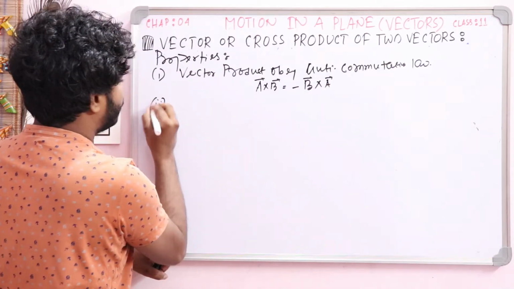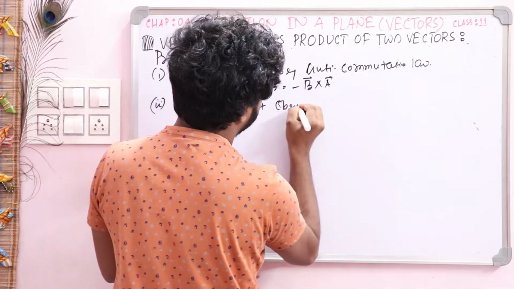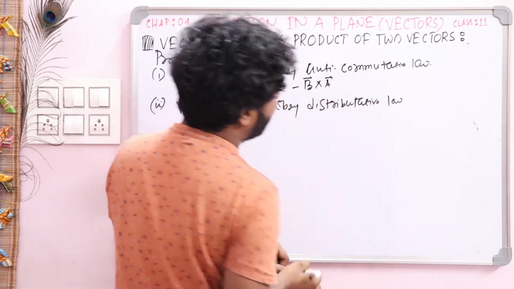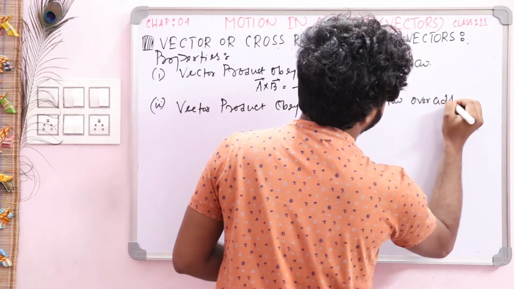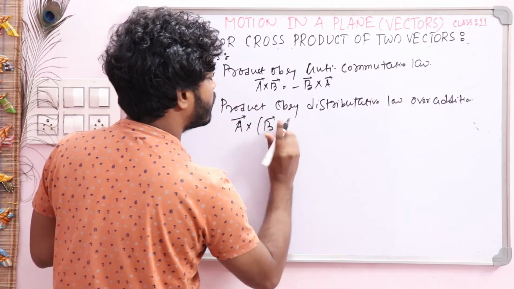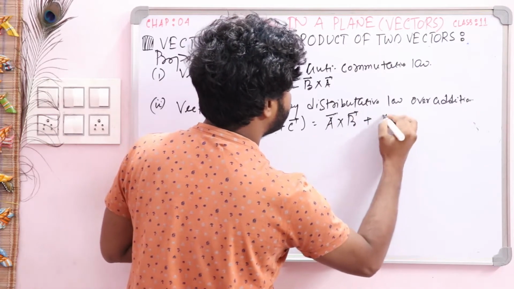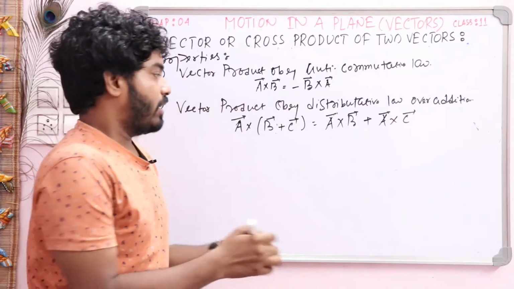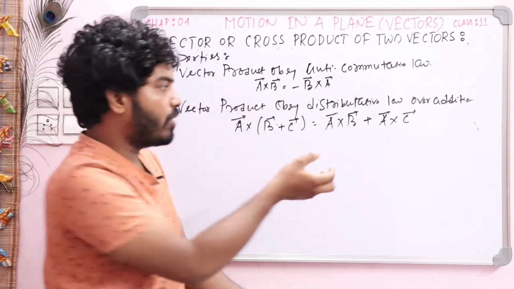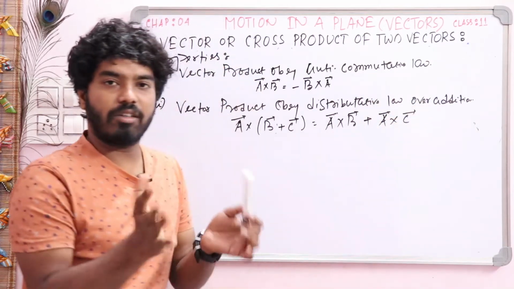Now the second one, the vector product or cross product obeys the distributive law over addition. That is vector A cross of (vector B plus vector C) gives vector A cross vector B plus vector A cross vector C. That means at first you add vector B and vector C, then you cross with vector A. This answer will also be equal to this one. Again, at first here you multiply A cross B, then A cross C, then add it. The result will be the same.